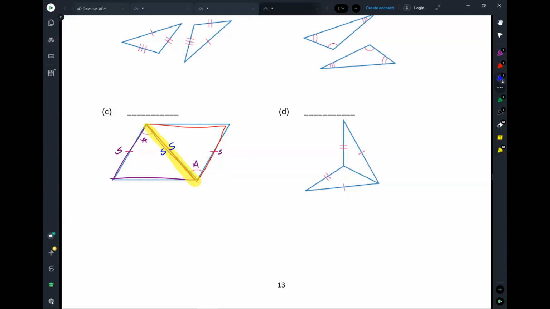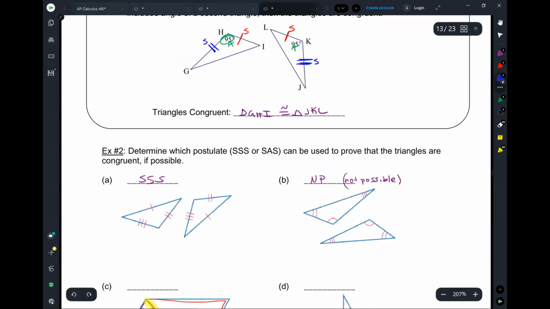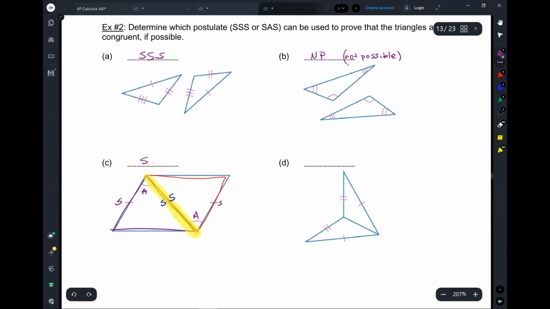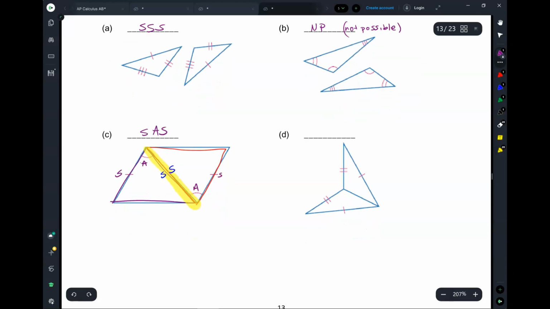So it's SAS. And so now with that, before you're too quick to say SAS, you have to make sure, is it two sides and the angle in between? Is it two sides and the angle that they create? Yes, so it's SAS. All right? How would you know if it's in the middle? Because when they're connected.